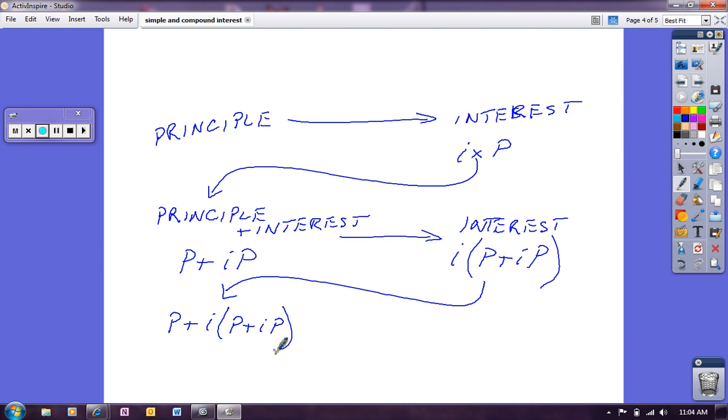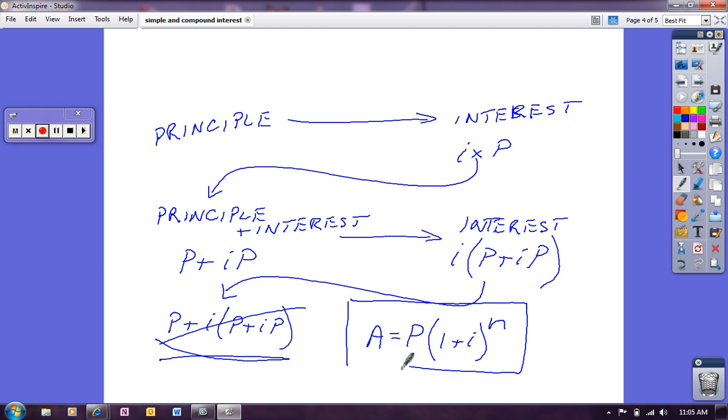Fortunately, this rather complicated calculation can actually be written much more simply as the amount of the investment is equal to the principal times 1 plus the interest rate to the power n, where n is the number of interest cycles that we've gone through. So this is actually written in much more simple terms like that. And that's the formula that we use for compound interest.